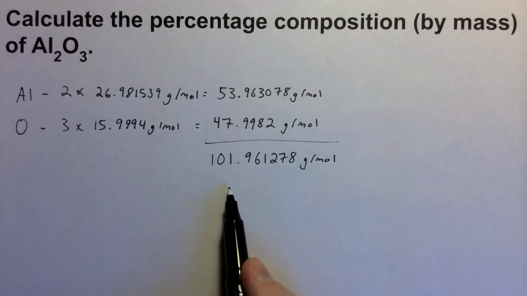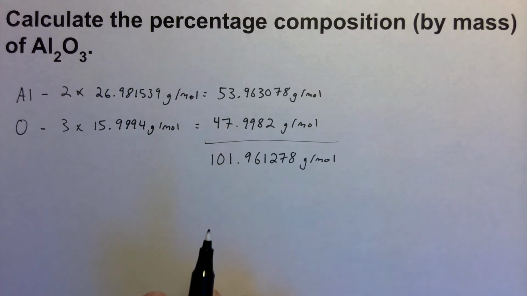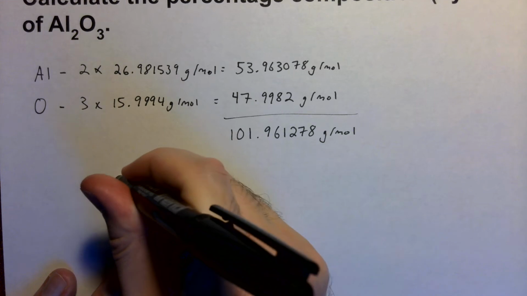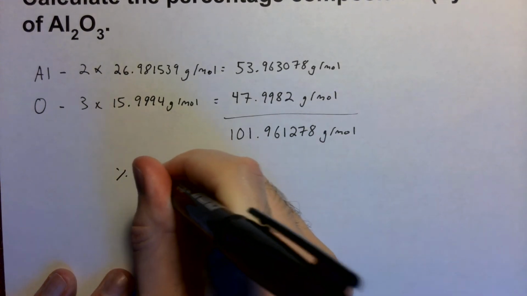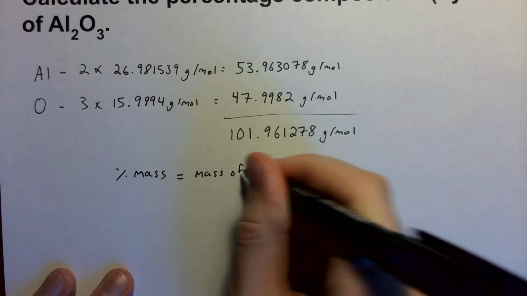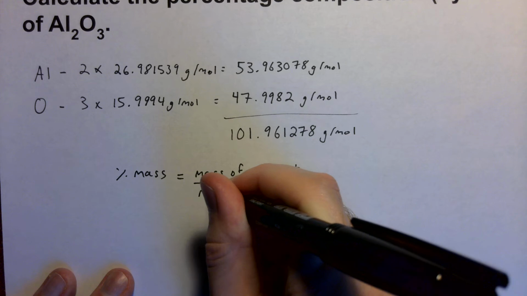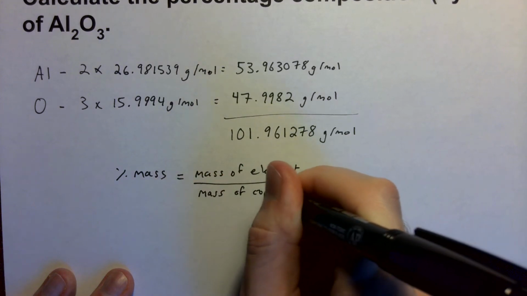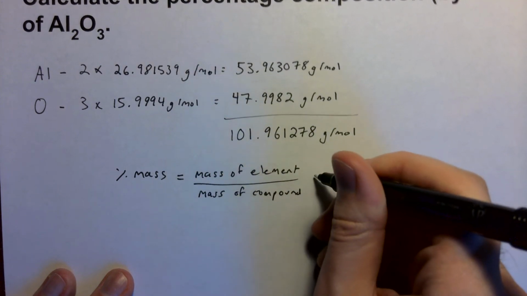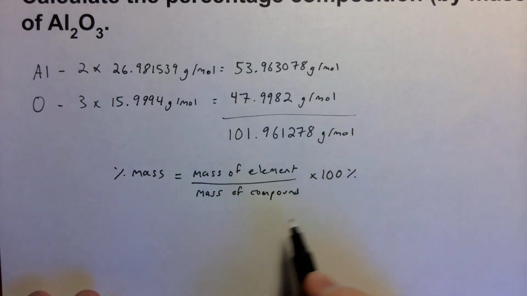So we will see there that the percent mass of any element is the mass of the element divided by the mass of the compound times 100%.